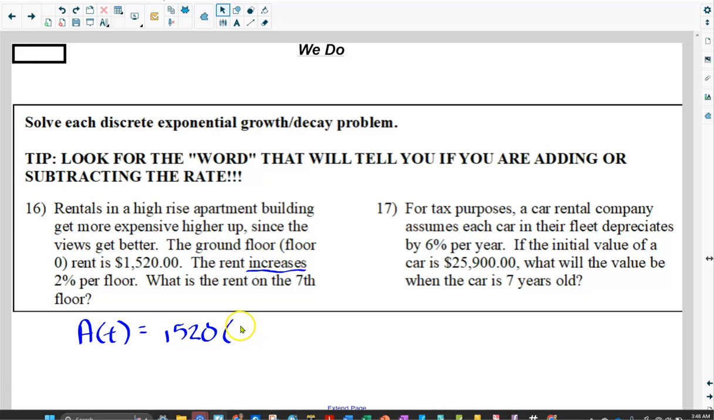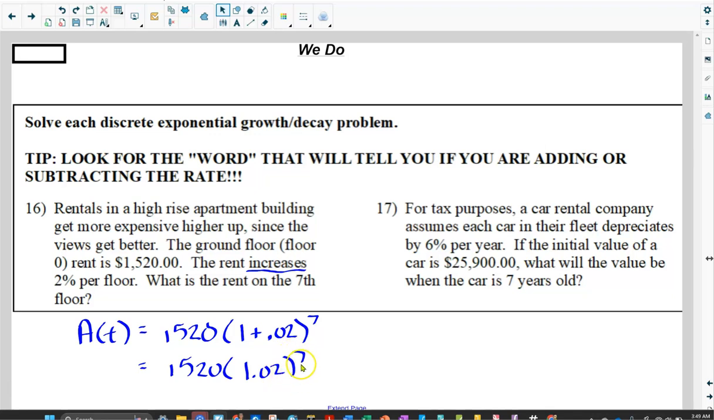Okay. 1, we have an increase, so it is going to be a plus. R, the rate is 2%. I have to turn it into a decimal, which is, okay, be careful. It's not 0.2, it's 0.02. What is the rent on the 7th floor? Okay. So now the only thing that I'm going to encourage you guys to do is go one step, because you want to match it on your answer choices in the CBA. So this is what you're looking at.